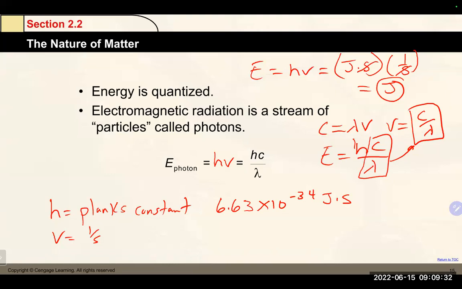The other thing that you do want to be sure of, once again, is that the wavelength here is in meters, so that it will cancel out correctly with the speed of light, which once again is also in meters per second. Any questions on that there?